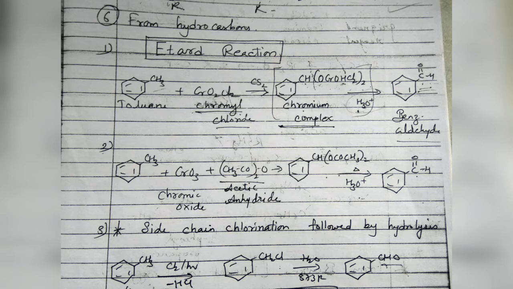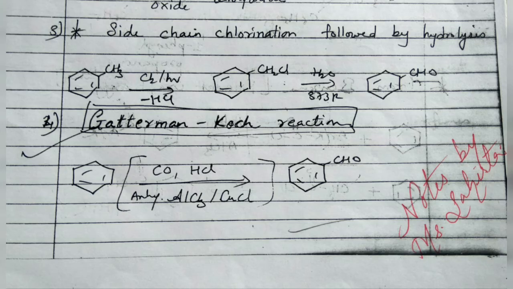So these are the two reactions which are known as the Etard reaction. The number 1 reaction is the Etard reaction. You can use chromyl chloride, you can also use chromic oxide. These are the particular reagents which you have to remember, and remember the intermediate which is given over here. Finally you arrive at benzene with the aldehyde group, that is benzaldehyde, with such a kind of preparation.